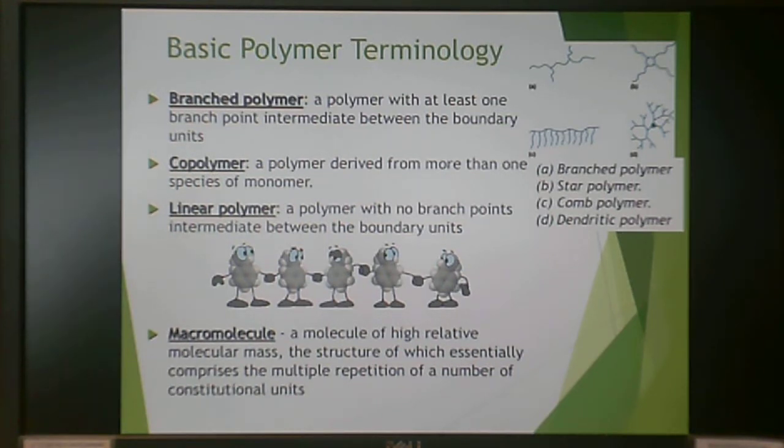A linear polymer is a polymer with no branch points. It's just a straight chain. A macromolecule is another way to say polymer. Macromolecule just means a molecule of high molecular mass. And the structure is multiple repetitions of the same unit. Macromolecule and polymer are often used interchangeably.